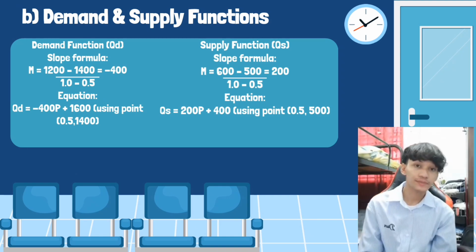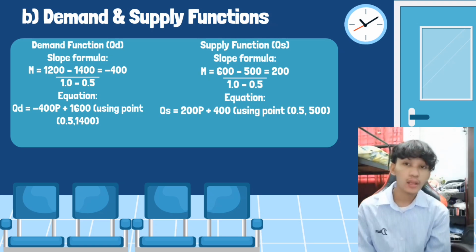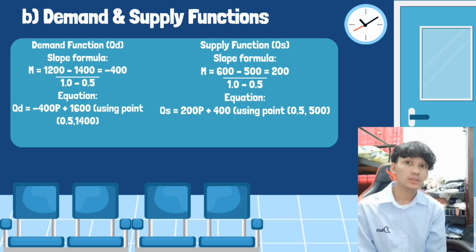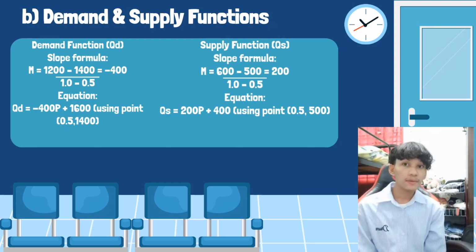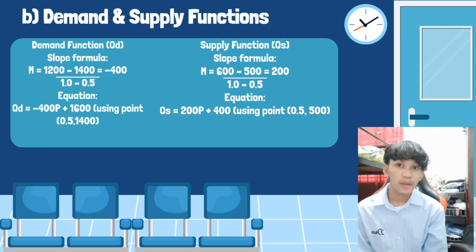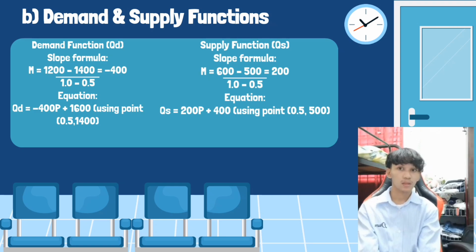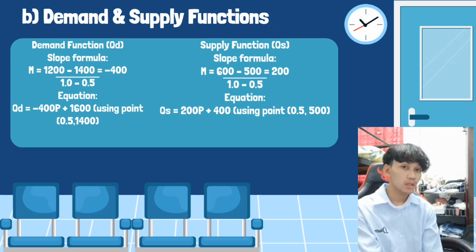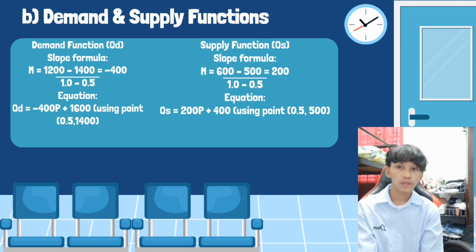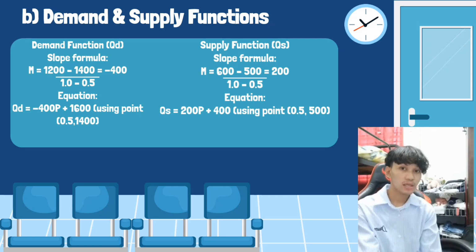Demand and supply function. Demand function QD. First, we calculate the slope using the points (0.5, 1400) and (1.0, 1200). Slope formula: m equals 1200 minus 1400 divided by 1.0 minus 0.5 equals negative 400. This means for every 1 ringgit increase in price, demand drops by 400 units. Equation: QD equals negative 400P plus 1600.